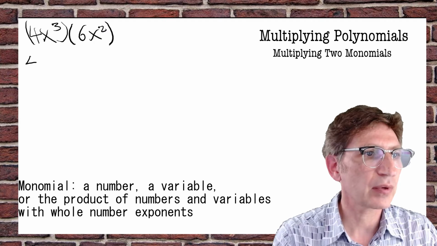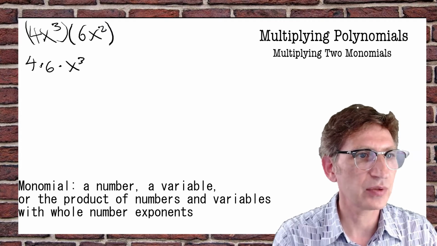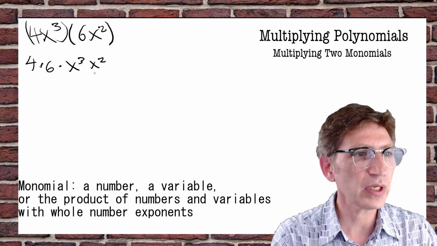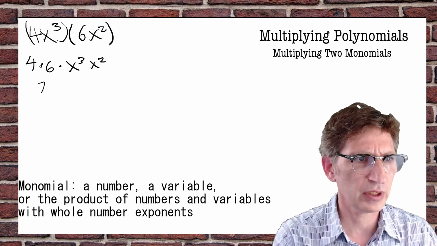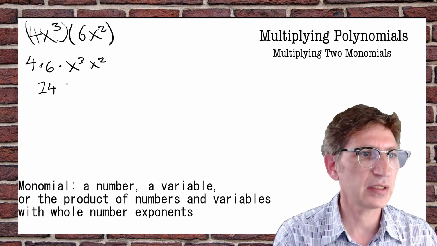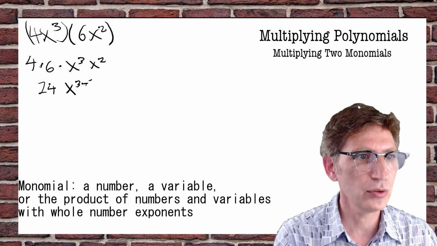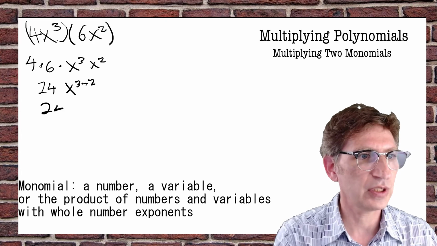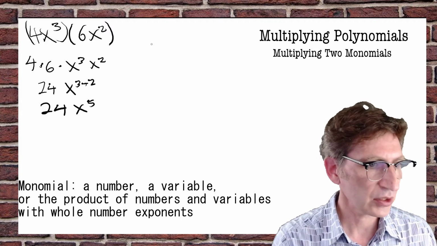I'm just going to rewrite this, put in the numbers next to each other, and then the powers next to each other. And then we can just do some arithmetic here. 4 times 6, that's 24. And reminding ourselves of the properties of powers, a to the m times a to the n is a to the m plus n. So I have x to the 3 plus 2. That gives me 24x to the 5th. Voila!